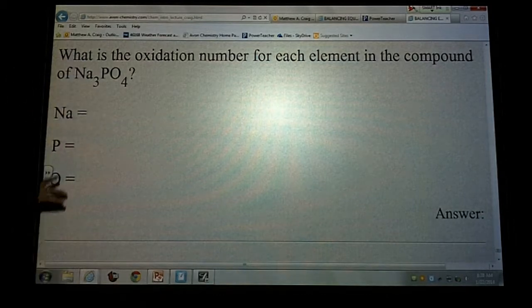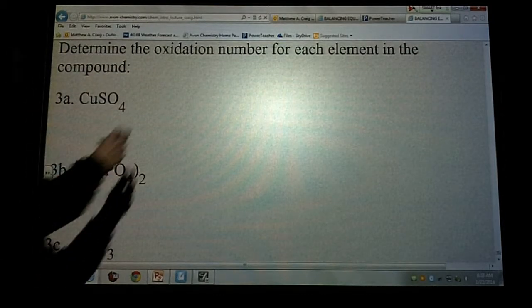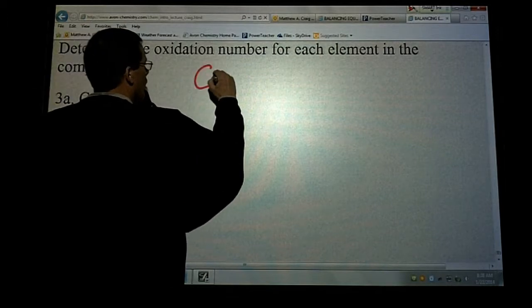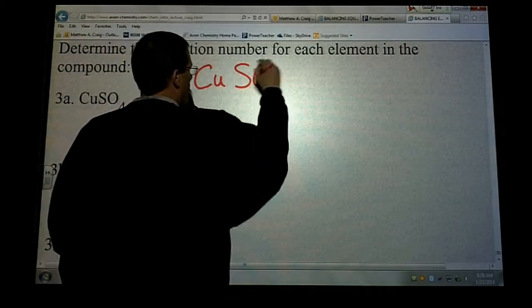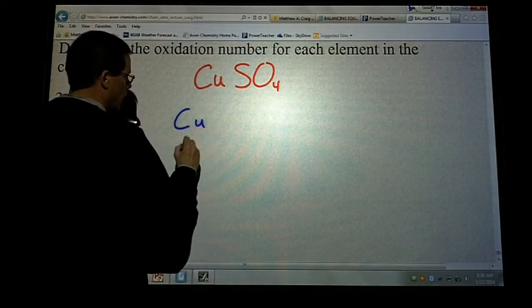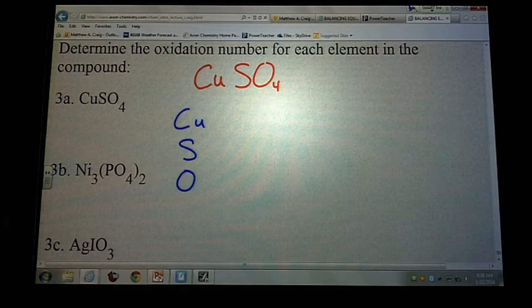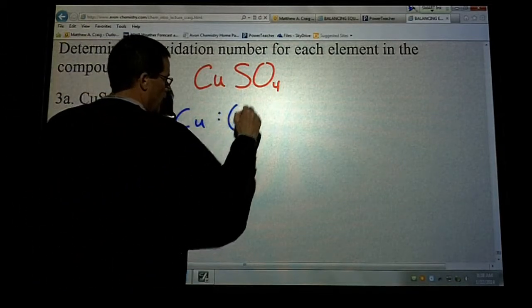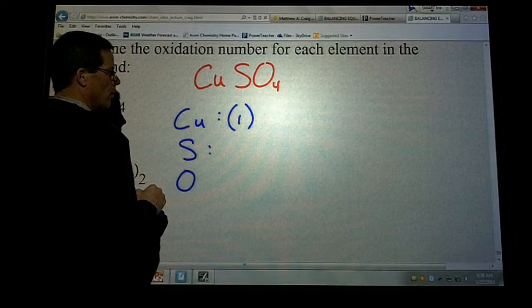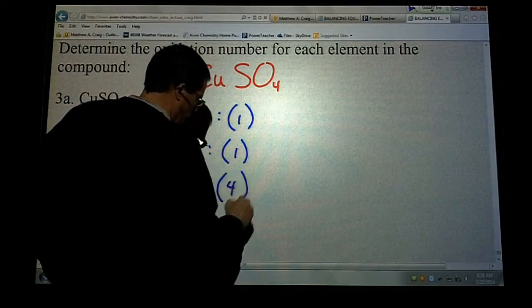Okay. We just did copper sulfate. Let's do copper sulfate again. So we have CuSO4. Let's line them up. We have copper, we have sulfur, and we have oxygen. How many coppers do we have? 1. How many sulfurs do we have? 1. How many oxygen? 4.